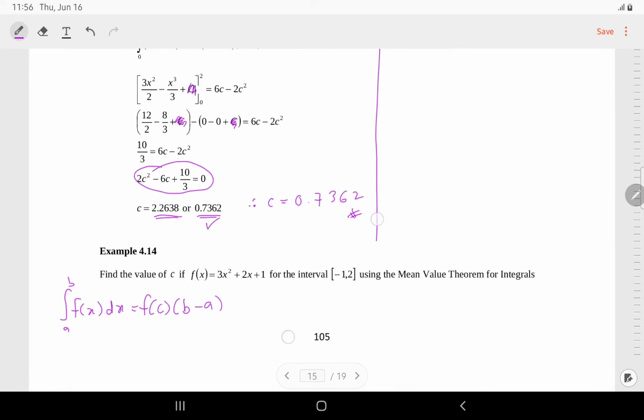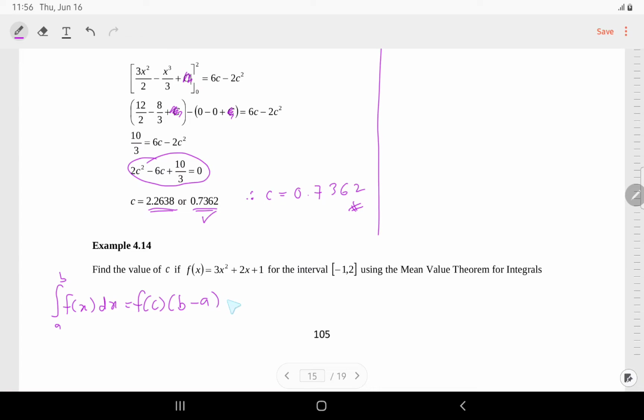Okay, so we are going to solve this example. So this is our F and this is our A and B. Okay, so kita masukkan dalam ni A negative 1 until 2, and then the function is 3x square plus 2x plus 1 dx equals FC, maksudnya dalam function ni kita masukkan C lah, 3c square plus 2c plus 1, and then B minus A, 2 minus negative 1 means 2 plus 1 lah.